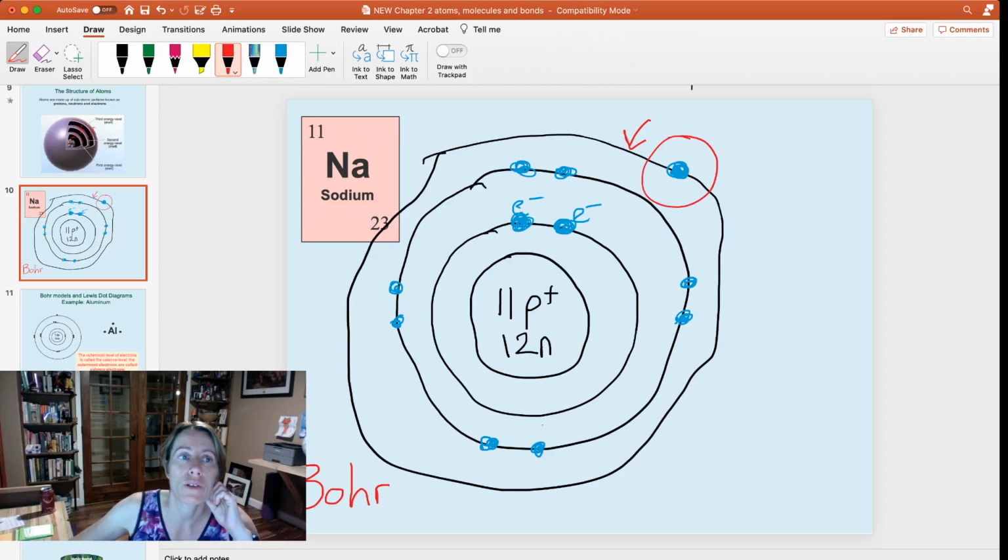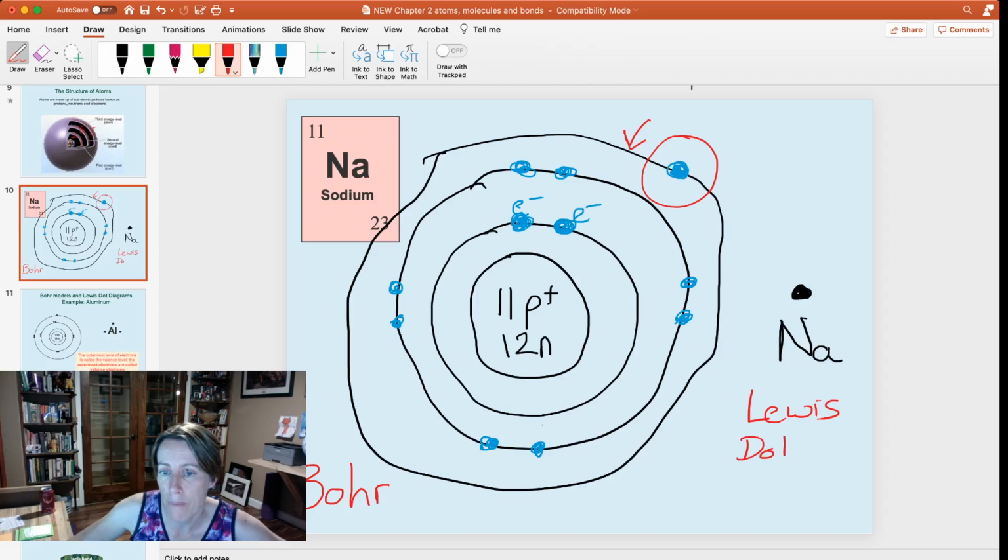And so we are going to draw a different way of showing an atom. We're going to just write Na for sodium. And sodium has a single electron in its outermost shell. So we're just going to do a single dot to represent the fact that this atom has a single electron in its outermost shell. This, what I just drew here, is called a Lewis dot diagram. Lewis is another chemist, and he came up with this dot way of showing just the outermost shell of an atom.